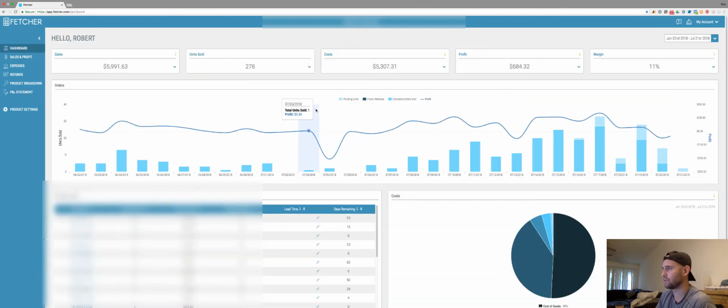So great tool. Once again, I highly recommend it if you're doing arbitrage, if you're doing wholesale, private label, really any of the business models on Amazon. You need to know your numbers. If you don't know them, you're not going to be making good decisions.